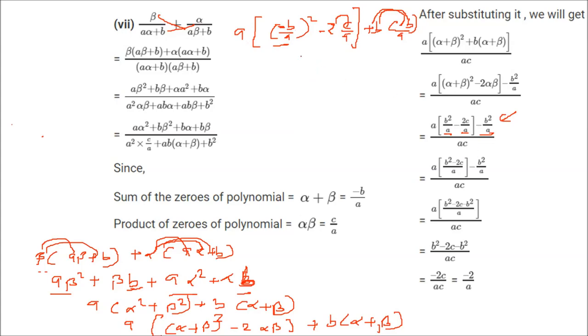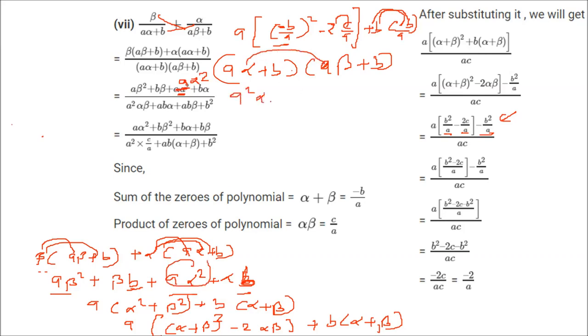Denominator, let us take it: a alpha plus b into a beta plus b. Here there is a small correction. This is nothing but a square alpha beta plus a alpha b plus a b beta plus b square.